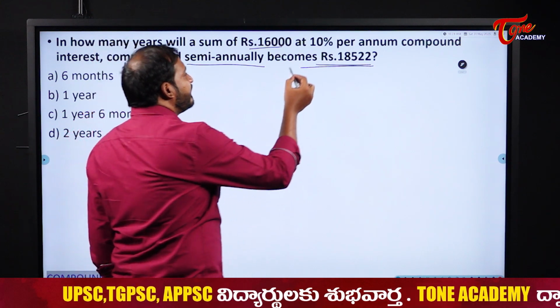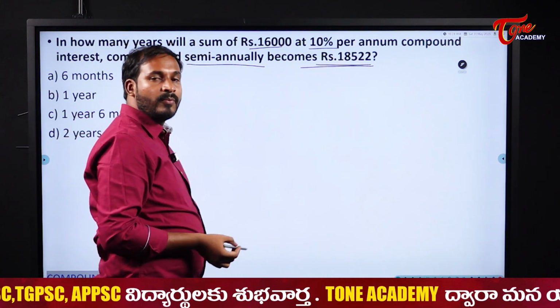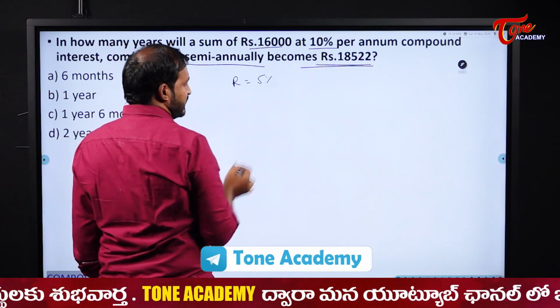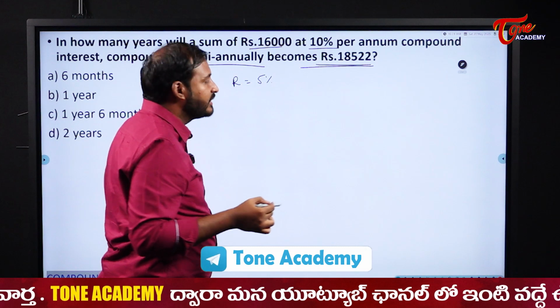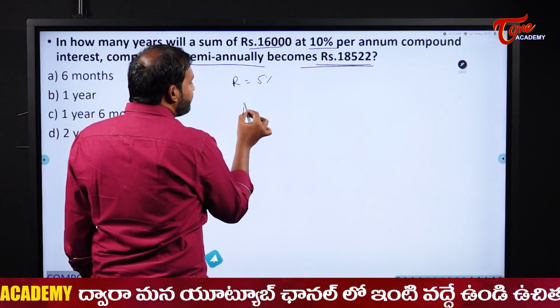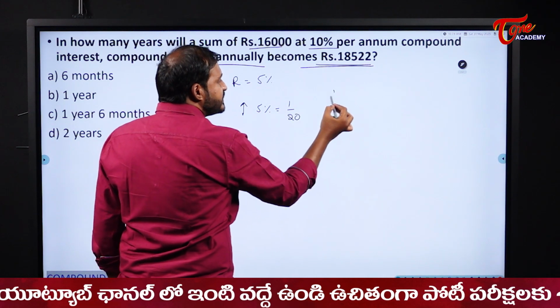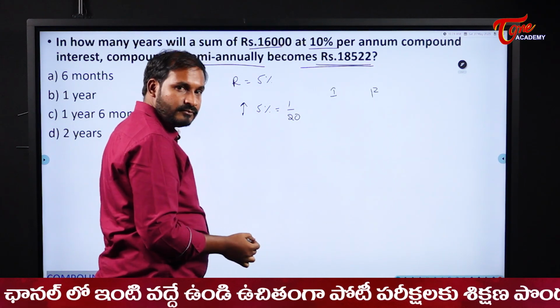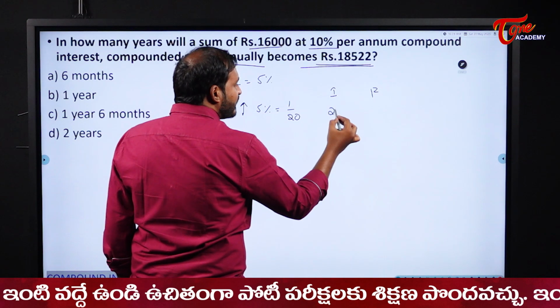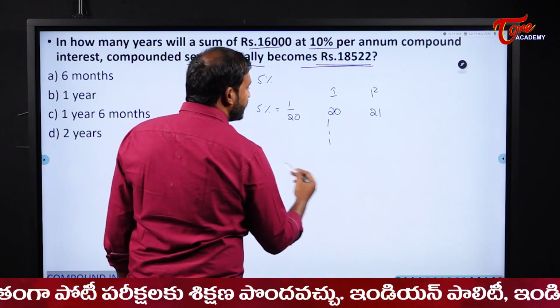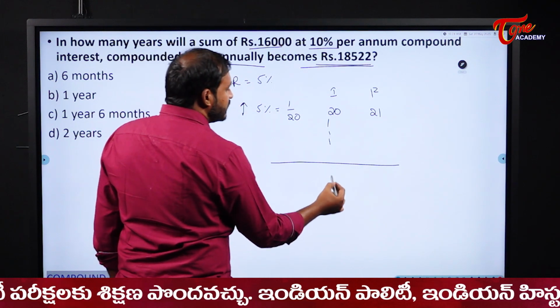What they are telling? 10% per annum. So compounded half yearly means what will be my rate of interest for half year? 5%. As usual, we will write the same thing. Increase it by 5%, 5% means what it becomes? 1 by 20. So initial and final I will write. Initial it is 20 parts, finally it becomes how much? 21 parts.